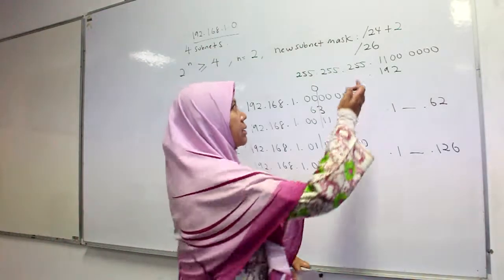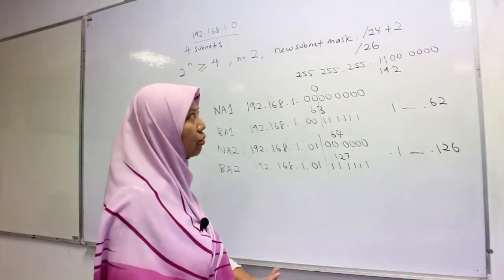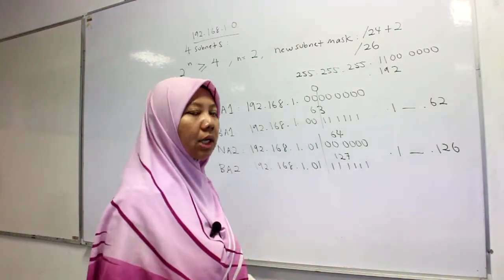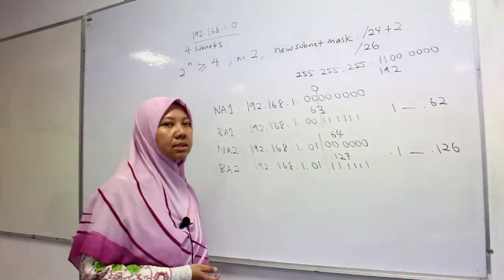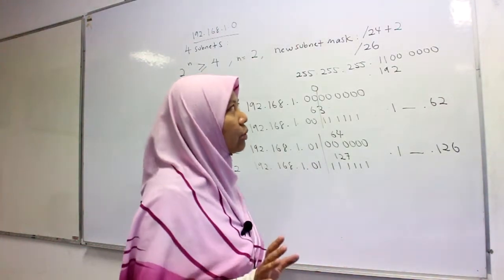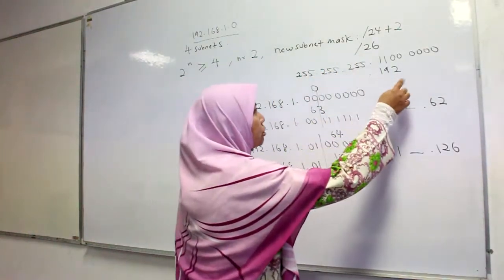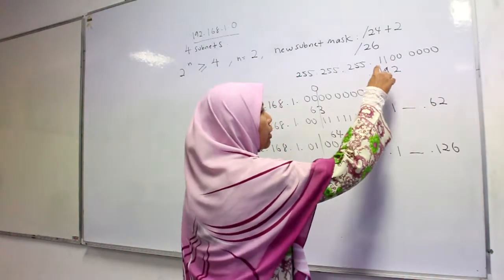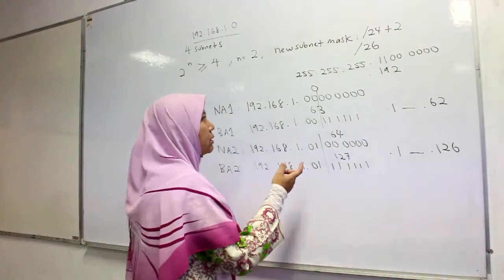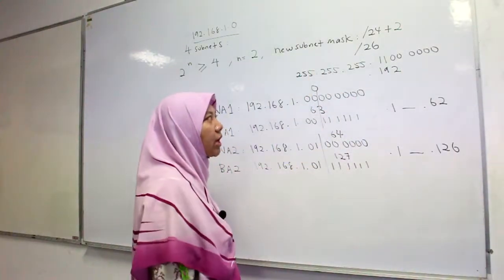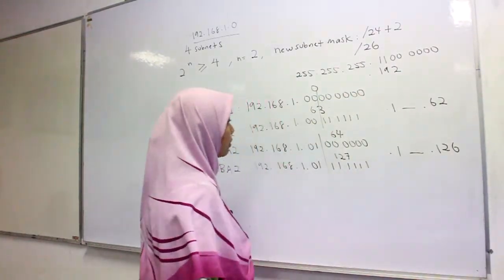The new subnet mask now is /26 because we need to borrow 2 bits from the host part into the network part. So /26 means the number of 1 bits is 26, and when we convert it to binary, the last octet will be 11000000. When we convert it back to decimal notation, the new subnet mask is 255.255.255.192.